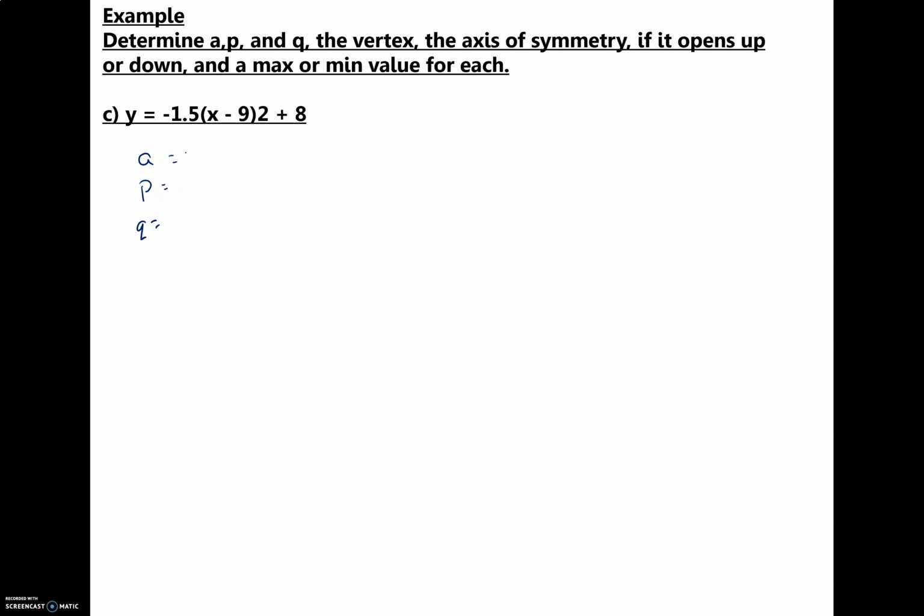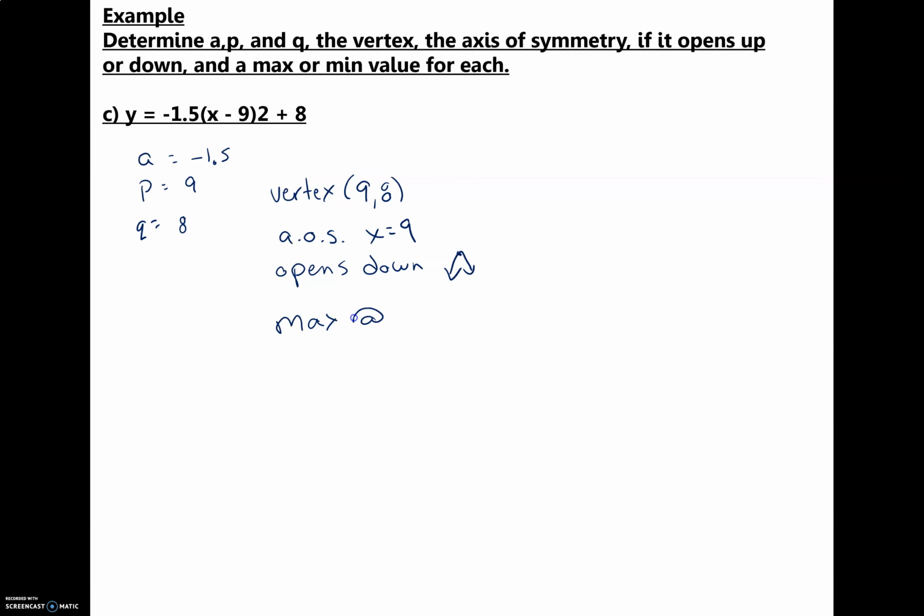All right, a, p, and q. a value is -1.5. p value is a +9. q value is an 8. The vertex is happening at 9 and 8. Axis of symmetry is happening at x equals 9. We have a negative graph, so it opens down, which means we have a maximum value at 8.